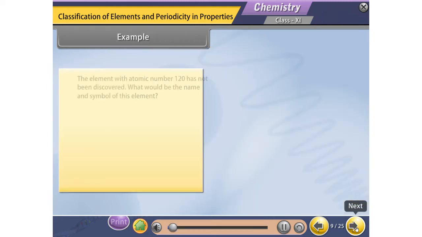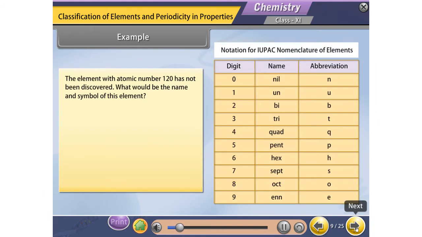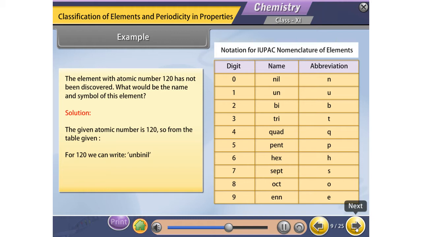Example: the element with atomic number 120 has not been discovered. What would be the name and symbol of this element? Solution: the given atomic number is 120, so from the table given, for 120 we can write unbinil. After this, we add 'ium' to this name, so it becomes unbinilium, and its symbol is Ubn.